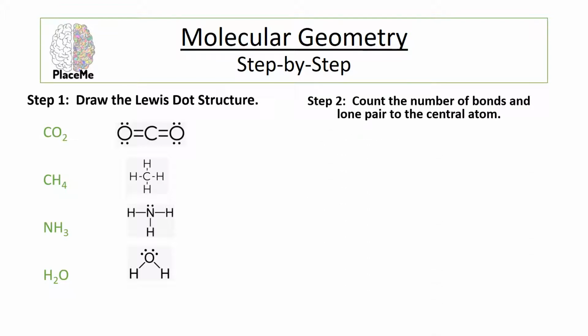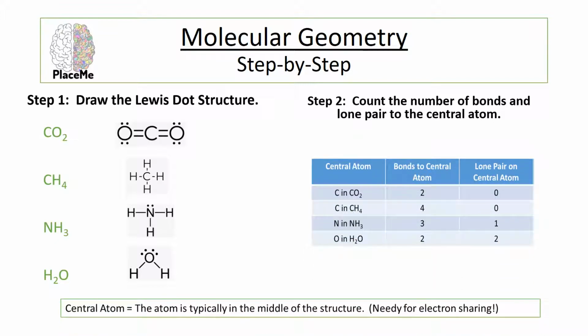Okay, so step 1, we do the Lewis dot structures. Step 2, we're going to count the number of bonds and lone pairs on the central atom. The central atom is typically the one in the middle of the structure. It's the one that's really needy for electrons, so it's the least electronegative atom, and it's typically in the center. So first let's look at carbon dioxide. In that case, carbon is the central atom, and remember we don't count double bonds or triple bonds except for once. So we're going to say that bonds to the central atom is 2, and lone pairs on the central atom is 0.